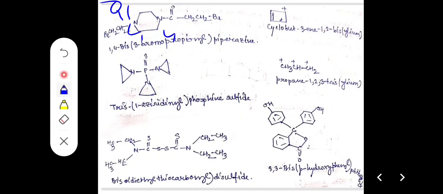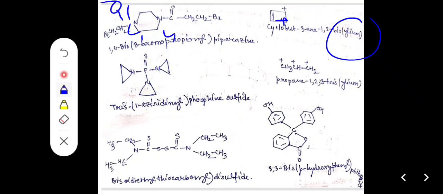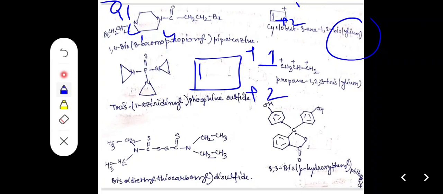Okay. Next one, cyclobut-3-ene-1,2-bis-ylium. Ylium, why? Because there should be a di-positive charge. This is also positive. Okay, di-positive. That's why we can term it 1,2-bis-ylium. 1,2-bis, why? Because in those positions, 1 and 2, they are positive, they are also positive. This is the numbering in that position, 1 and 2.